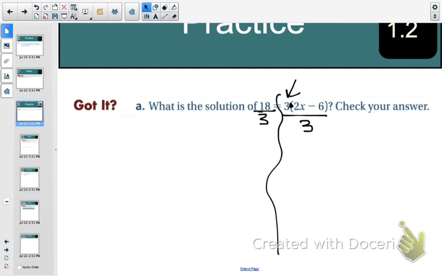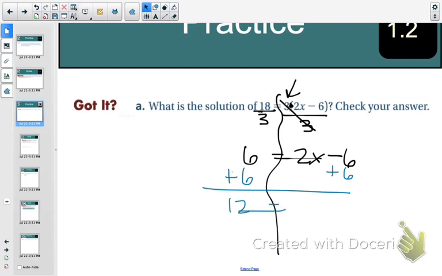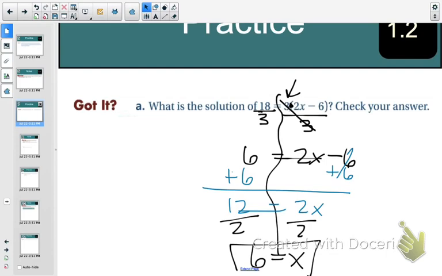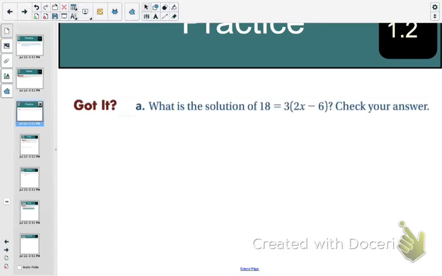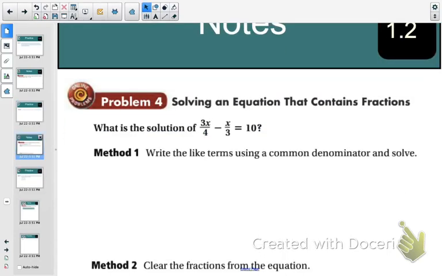Forgot my squiggly. Okay, so then 18 divided by 3 gives me 6. These 3's would cancel, and I'd be left with 2x minus 6 here. Then I would add 6 across. That gives me 12 equals, let's cancel. I don't know why it does these weird lines. But 12 equals 2x divided by 2. You get 6 equals x. Okay, you should get the same thing if you distribute that 3 through and then solve it. Okay, so 2 different ways to do that problem. Alright. Okay, this is fun.